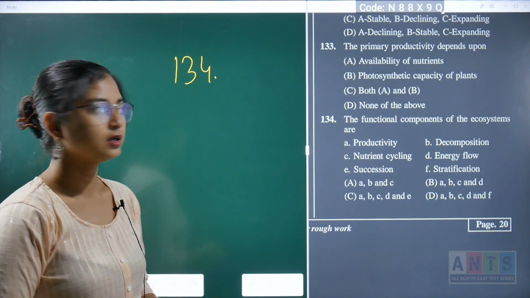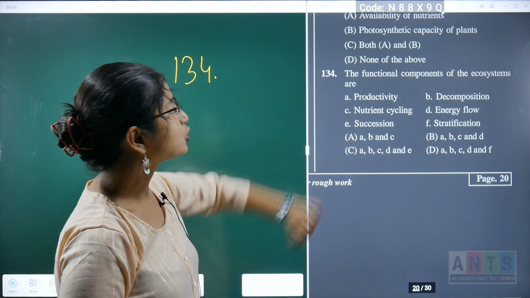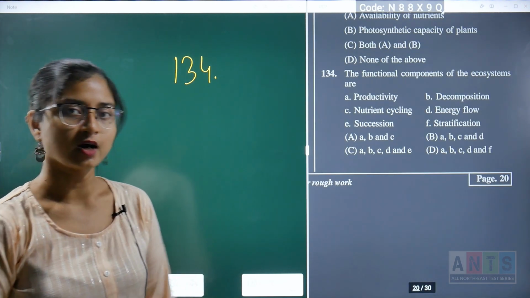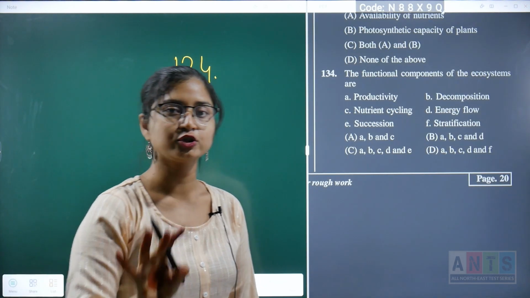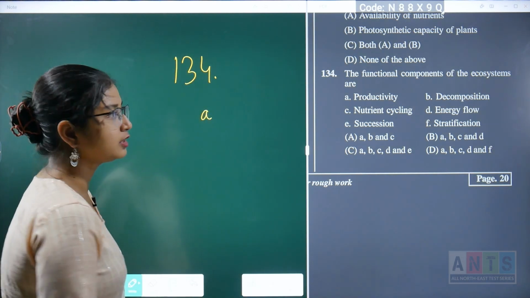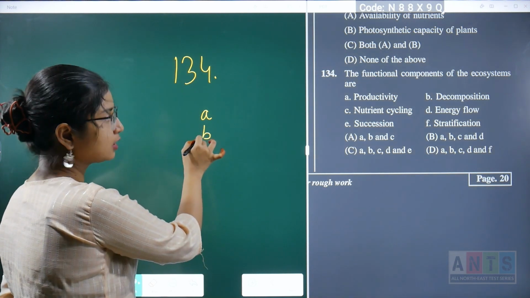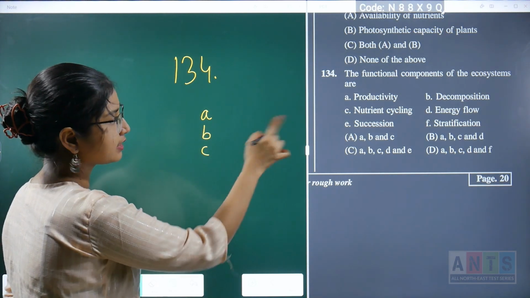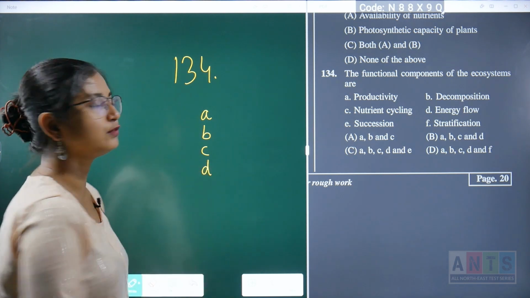Now question number 134, the functional components of ecosystems are, ecosystem में 4 functional components हो रहे हैं. Productivity, that's one functional component. Along with that, decomposition, nutrient cycling and energy flow.